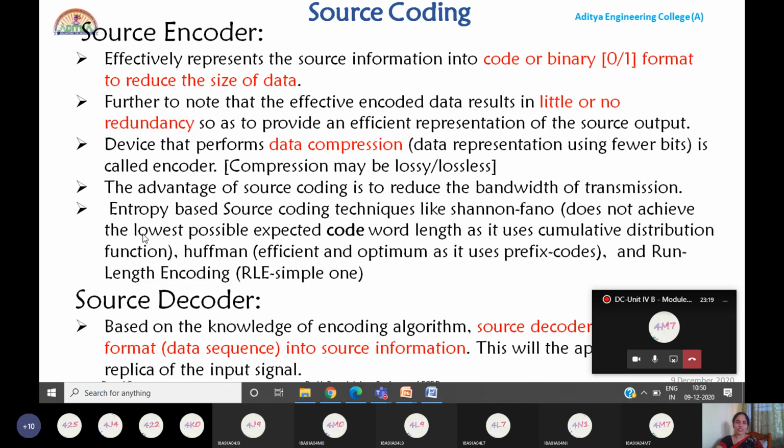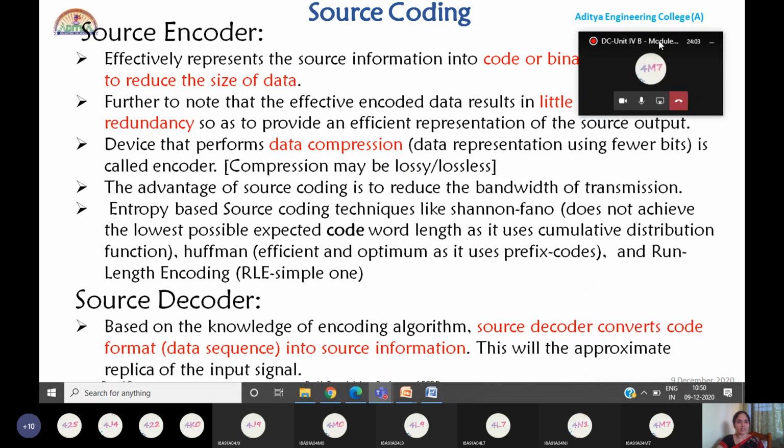I think you know the definition of entropy: the number of bits incorporated in a particular symbol or sample or element. How many bits are grouped in a particular sample, symbol, message or any element, that is entropy. Entropy based source encoding techniques examples are Shannon Fano and Huffman coding method, and run length also, but this has a lot of drawbacks in terms of efficiency, even though it is simple. Shannon Fano and Huffman are the best lossless compression techniques which rely on entropy based transmission.